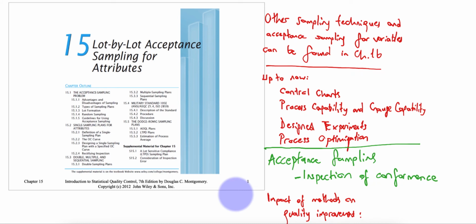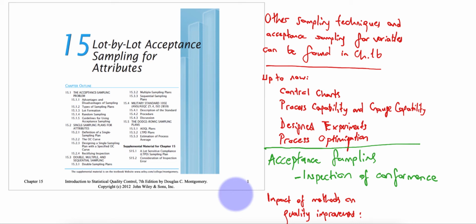In this lecture, we are going to talk about acceptance sampling methods for attributes kind of data. There are also other kinds of sampling techniques rather than acceptance sampling, and also there are some acceptance sampling methods just for variable kind of data. But in this lecture, we are not going to cover them. You can refer to chapter 16 for this purpose. In this lecture, we have acceptance sampling techniques and we are dealing with the attributes.